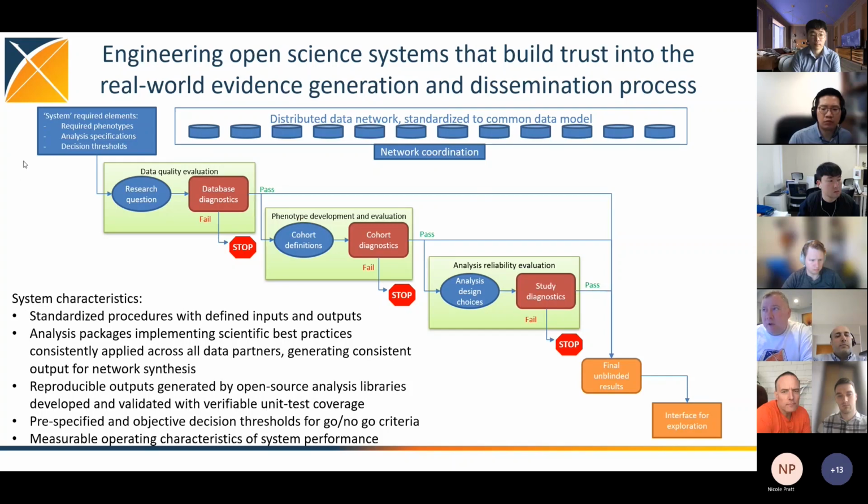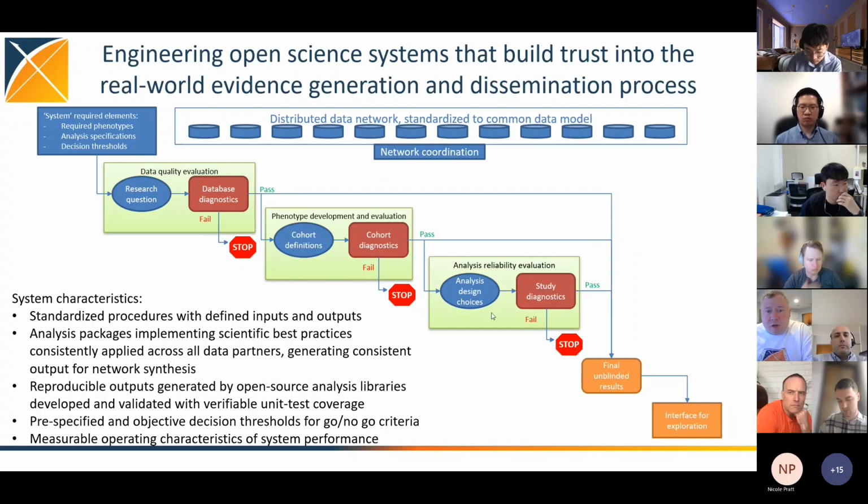What we've been working towards is the idea that a study should be able to be designed and executed by first identifying the research question and specifying the required inputs to that process. Then we go through a waterfall diagram with a series of steps. The first step is to evaluate data fitness for use by executing our data diagnostics packages to determine which databases across the network could be appropriate and feasible for a study. For the subset of databases that remain, we move into phenotype development and evaluation, to make sure we can adequately identify exposures, indications, and outcomes so that we can conduct our analyses using those definitions.